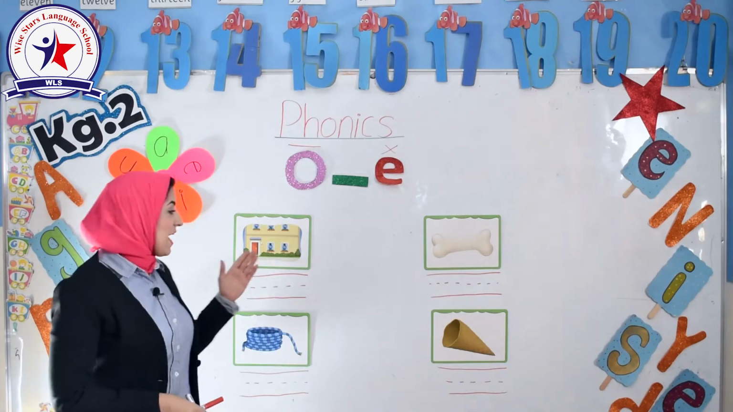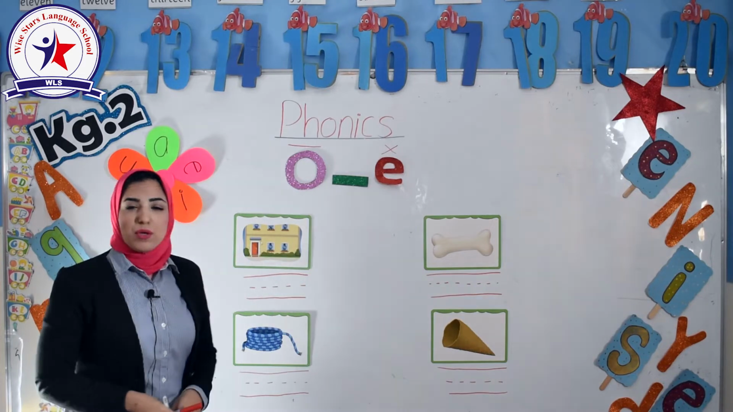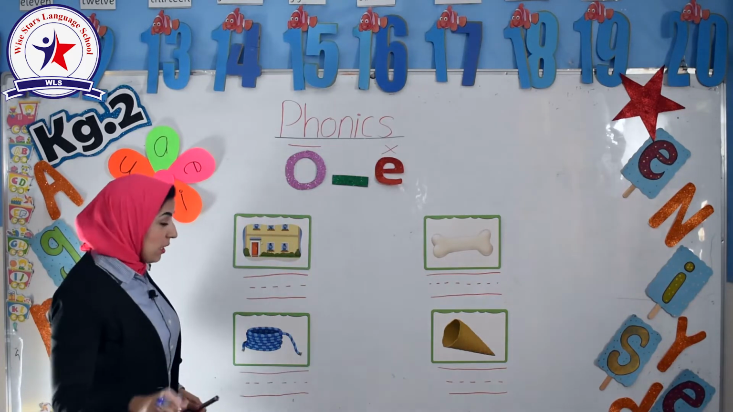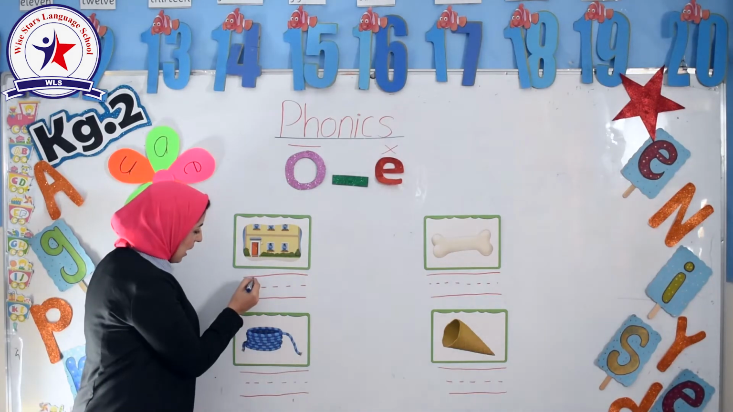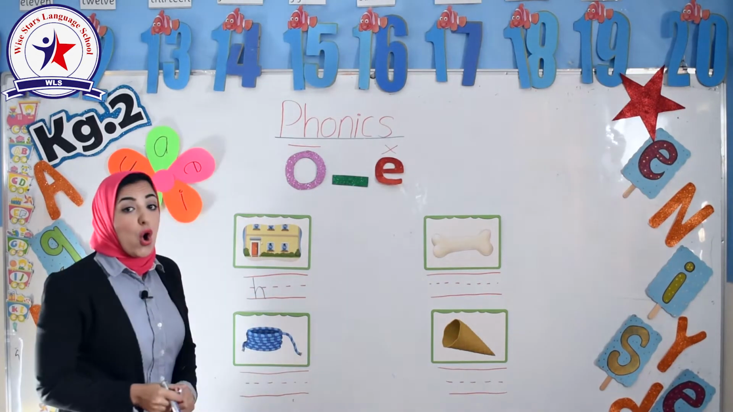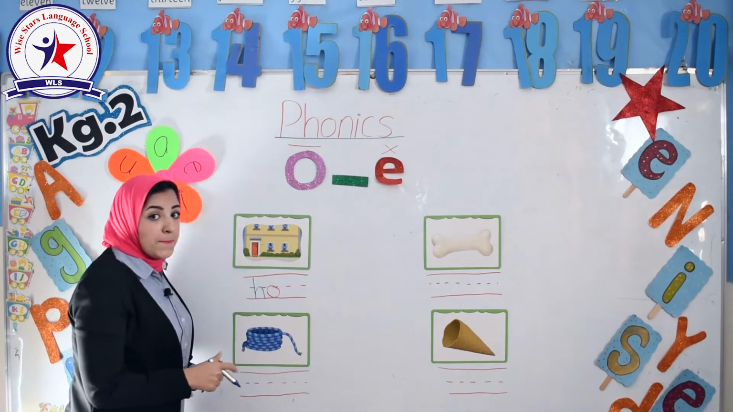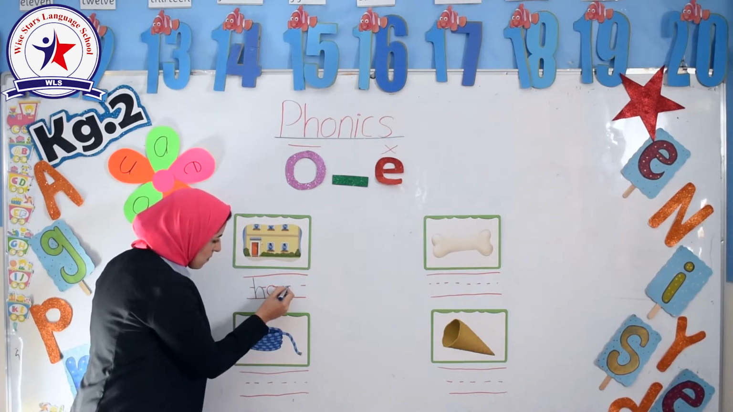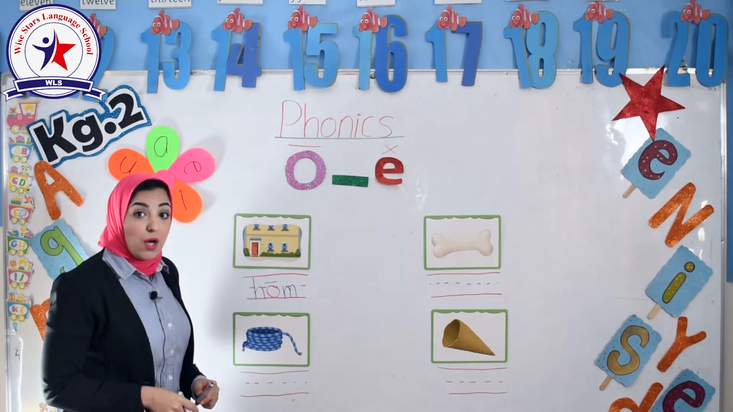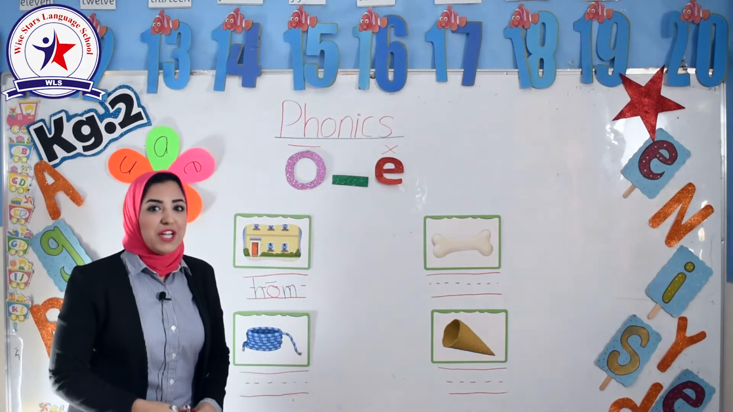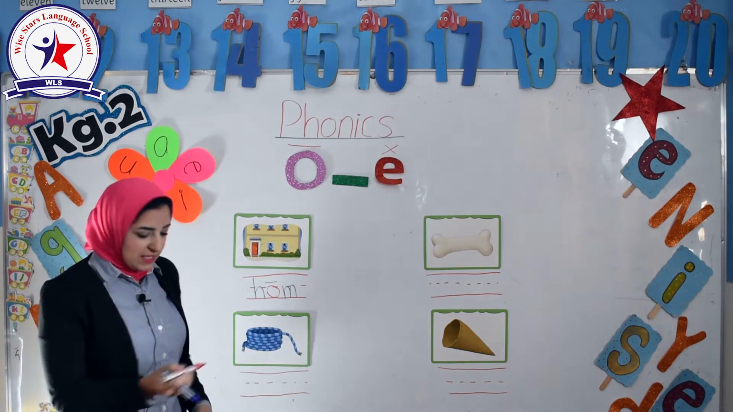Number one, I have the word home. How can I write the word home? You have to help me. H, H. What is the sound? H. Ho, long O. M. And I have here long O. So by the end of the word, I will have magic E or silent E.